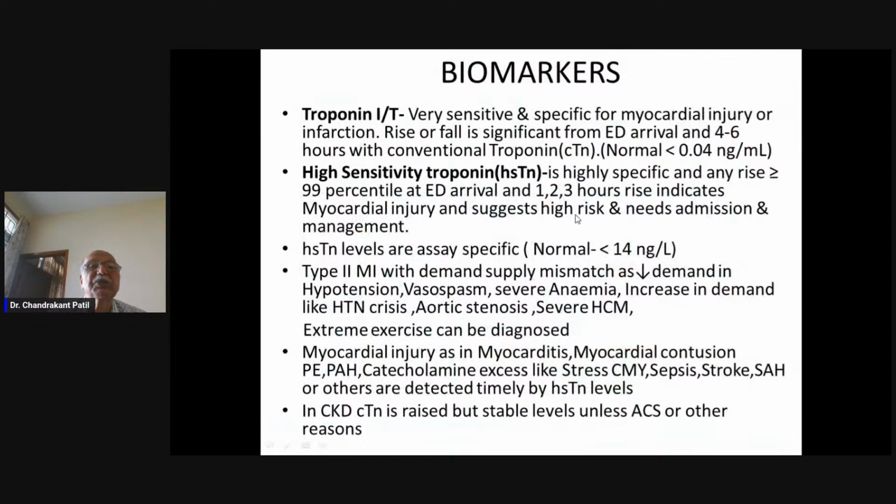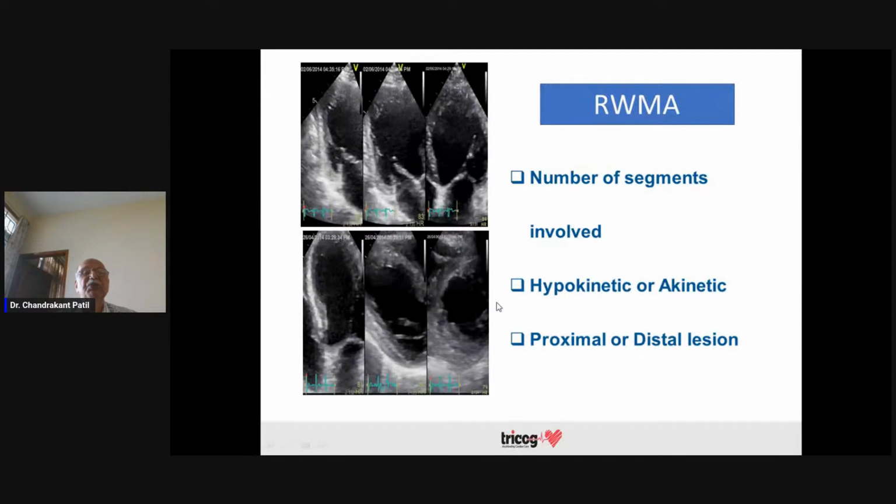And of course, troponin, I have already talked to you. Sometimes, as I told you, troponin can be elevated with few ECG changes in myocarditis, myocardial contusion, pulmonary embolism, pulmonary artery hypertension, catecholamine-related high stress cardiomyopathy, sepsis, stroke, subarachnoid hemorrhage, and CKD also. That's why you should be a little careful.